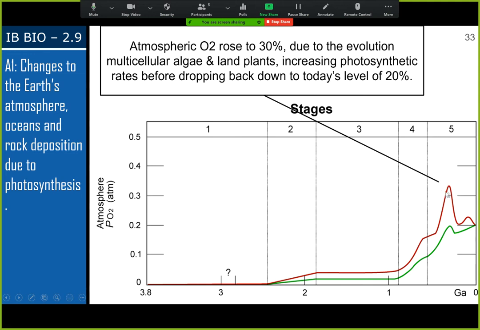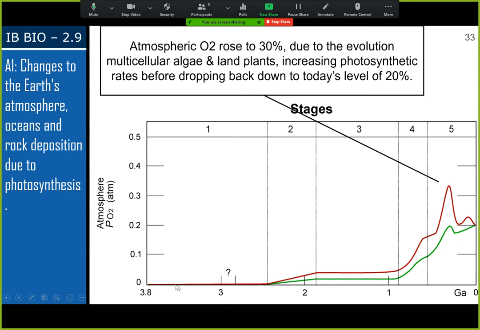30% atmospheric oxygen, which tends to be highly reducing. So, that's a little too much oxygen in the atmosphere. And then eventually this photosynthetic rate decreases down to about 20%. So that's how it produces about 20% of the atmosphere, which is oxygen now.